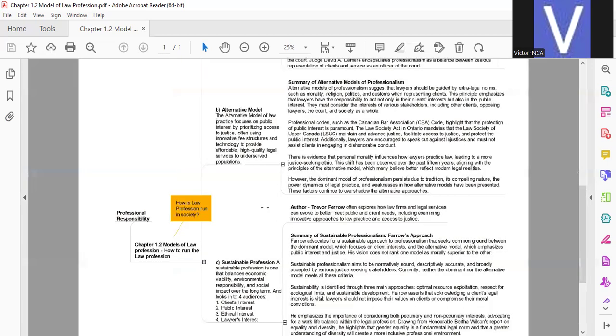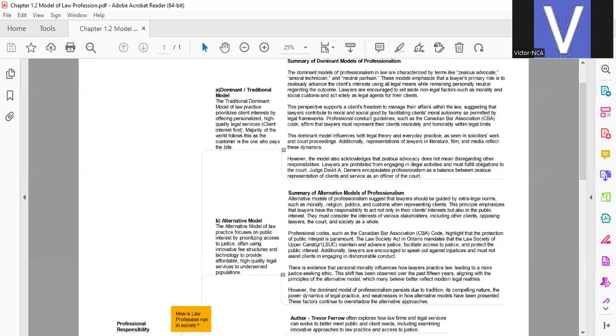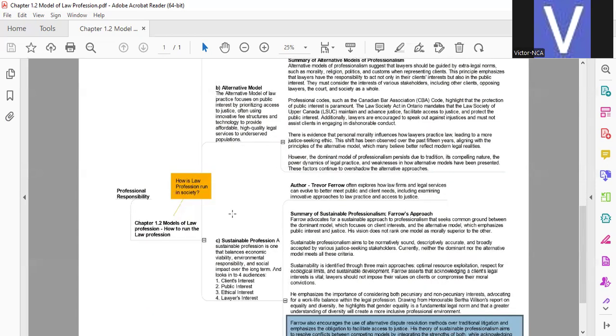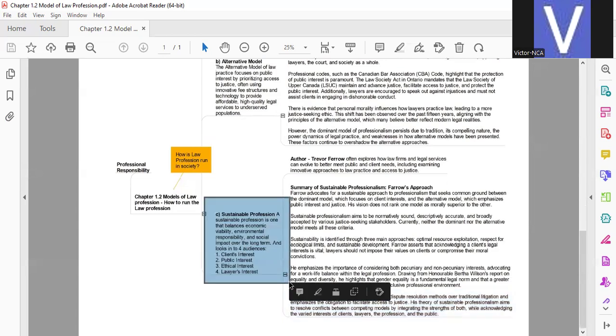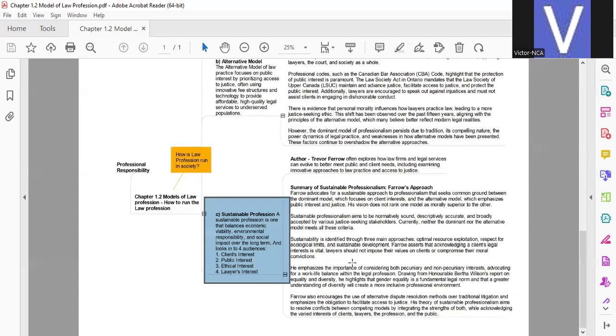And this concludes our today's topic, which is models of law profession, in which we learn that there are three models. First is the dominant or traditional model, and the second one is the alternative model, and the last one, which creates a balance between both the dominant model, which is the traditional model, and the alternative model, is sustainable professionalism. And sustainable professionalism talks about four audiences, which are client, public, ethical interest, and lawyer's interest. The author who looks into this area and advocates the use of sustainable professionalism is Trevor Farrow.